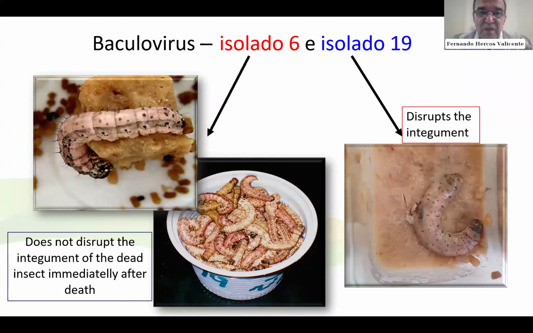For baculovirus for fall armyworm, EMBRAPA has mostly negotiated with private companies isolates number 6 and 19, and they are very different. Isolate number 6 does not disrupt the integument of the dead insect immediately after death, and number 19 disrupts the integument. Both were sequenced. Next, please.